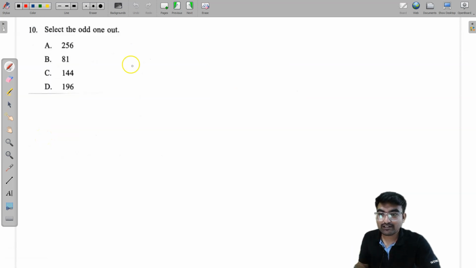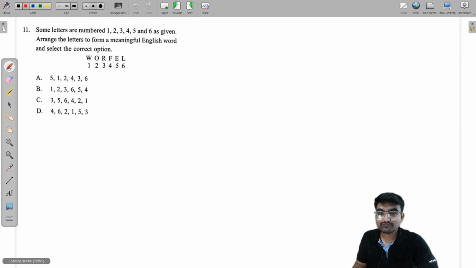Now question number 10. Select the odd one out. If you look at these numbers 256, 81, 144, 196, I can see that all these numbers are even except this 81, right? So I can say this is the odd one out, right?